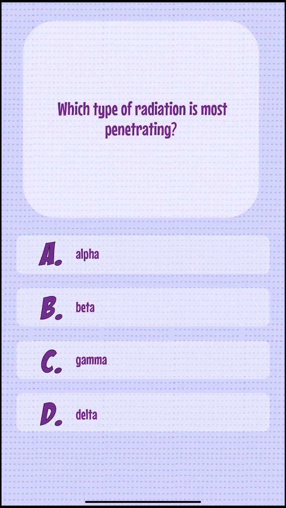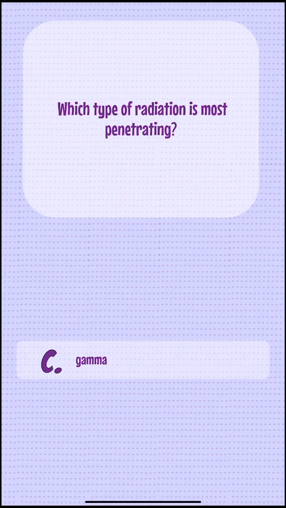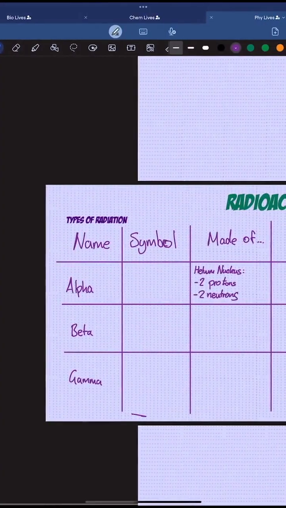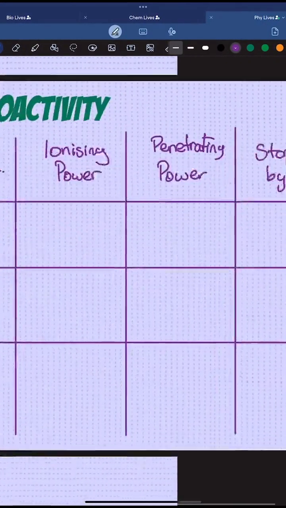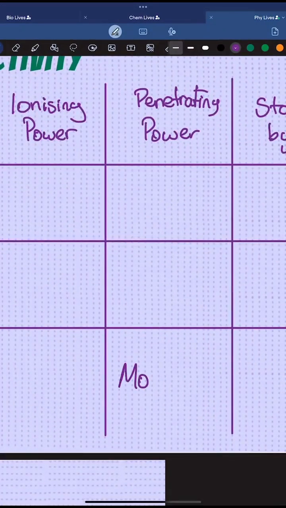All right, next question. Which type of radiation is the most penetrating? So penetrating basically means which one will travel through most materials. So penetrating means traveling through materials. So which one's the most penetrating? Most people, yep, we're getting it right. Gamma is correct. That's the one that passes through the most. It's the most penetrating. Which one's the least penetrating? So let's fill that in our table here. Gamma is the most penetrating.